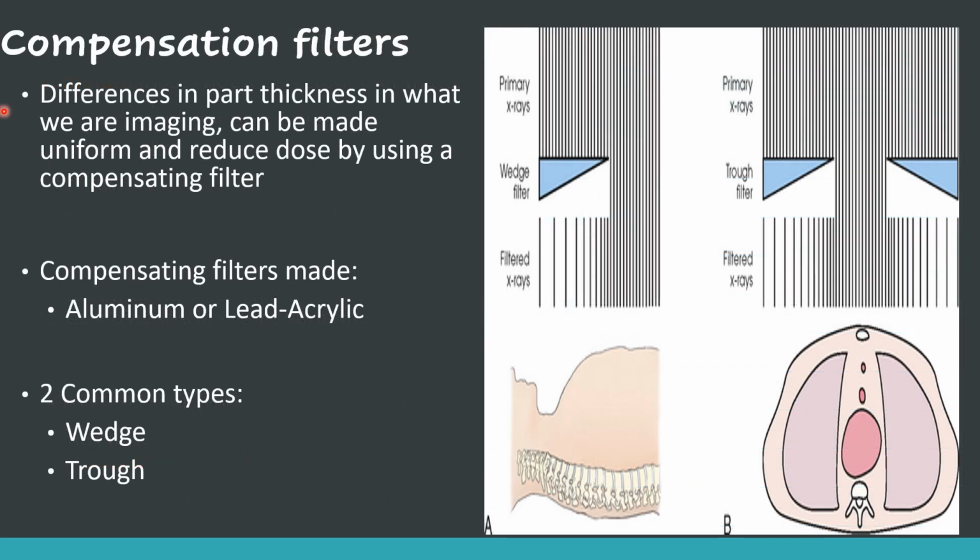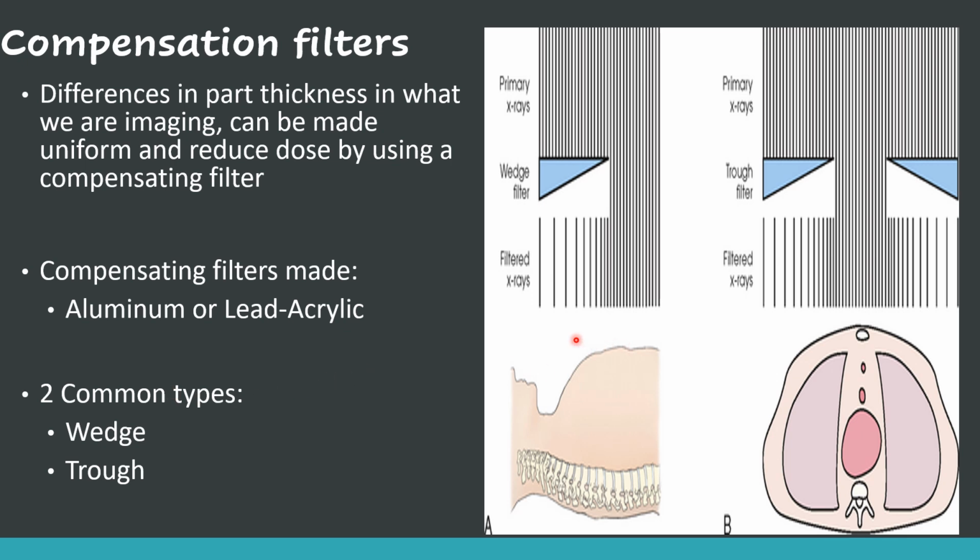Compensation filters. Differences in part thickness and what we are imaging can be made uniform in a reduced dose by using a compensating filter. Compensating filters are made of aluminum or lead acrylic. Two common types are wedge and trough.